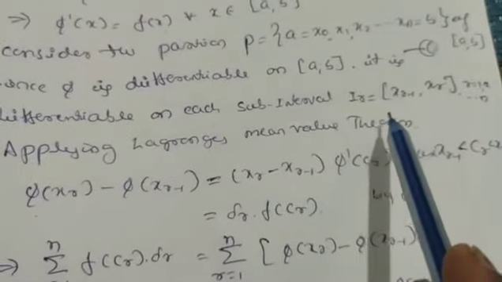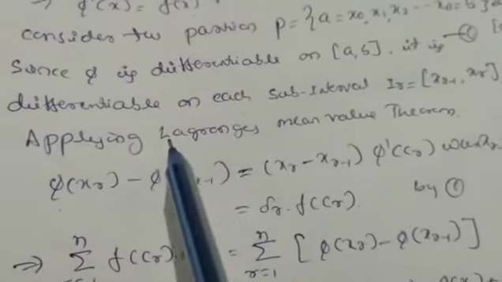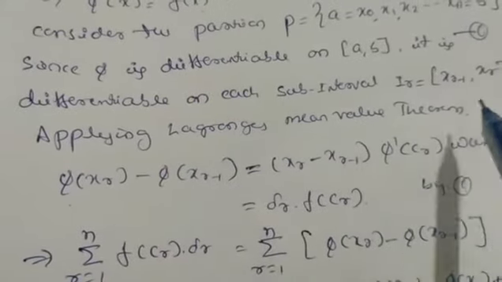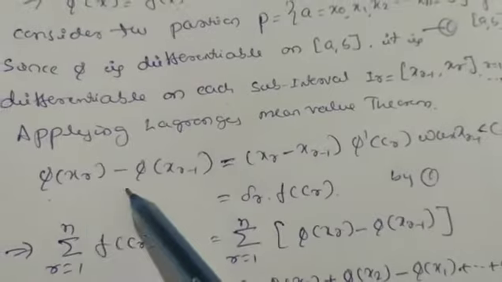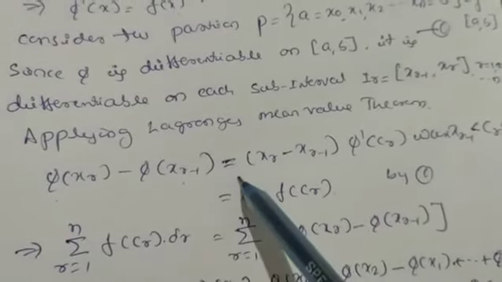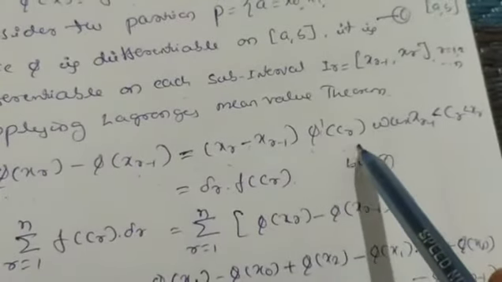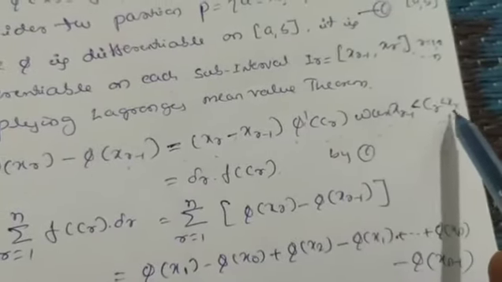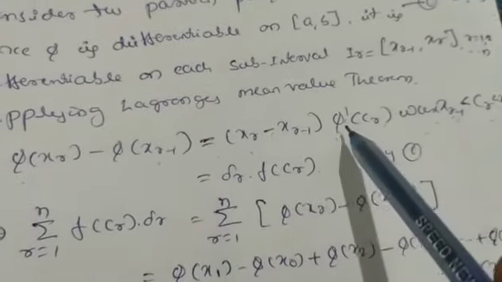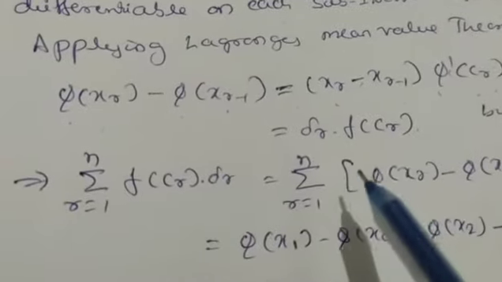That subinterval Ir is [x(r-1), xr] for all r = 1 to n. Now applying Lagrange's mean value theorem, we have φ(xr) - φ(x(r-1)) = (xr - x(r-1)) φ'(cr), where cr is in between x(r-1) and xr. This is Lagrange's mean value theorem.